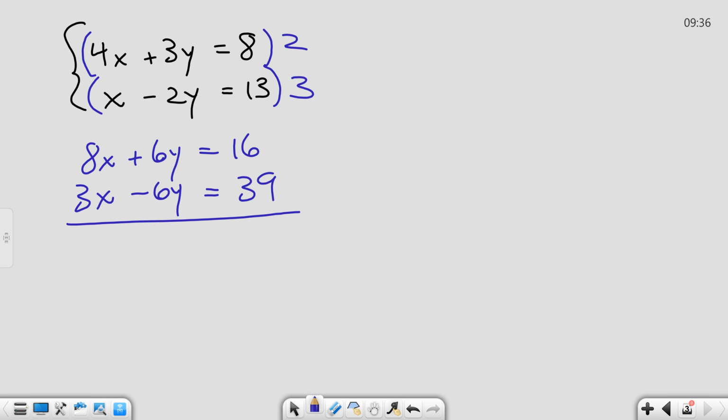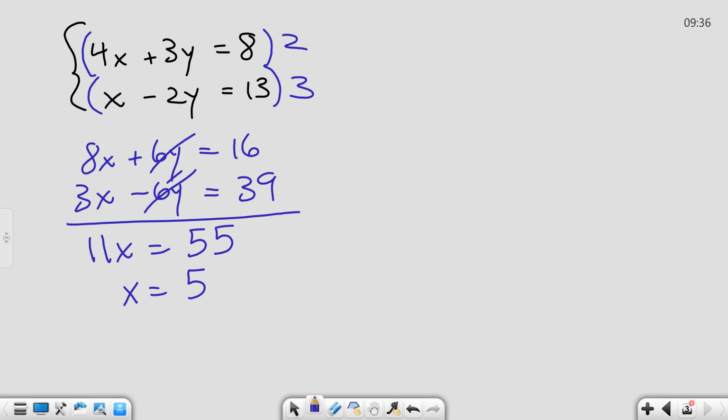Now we add. And I don't know what you learned last year. I have heard that some teachers teach it using subtraction. It's a bad way to go, because everybody makes mistakes with subtraction. Addition is so much easier. The 6y's cancel out, which is good because we want to get rid of a variable. 8x plus 3x is 11x. 16 plus 39, 55. So x is equal to 5.